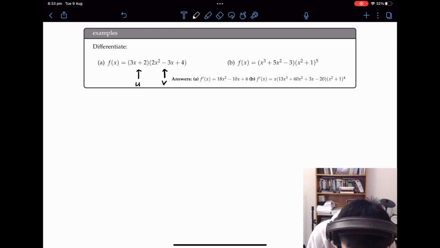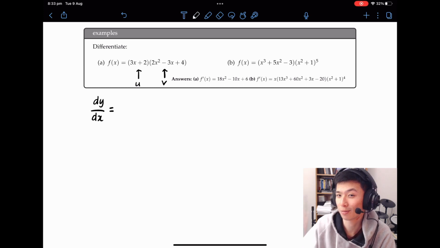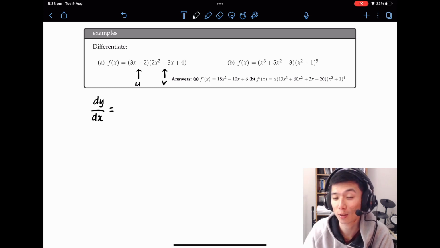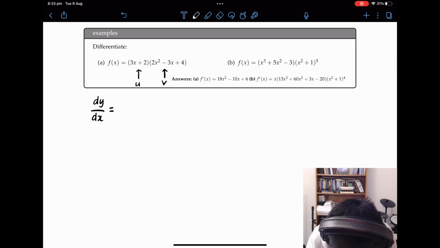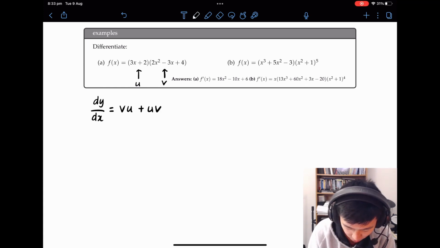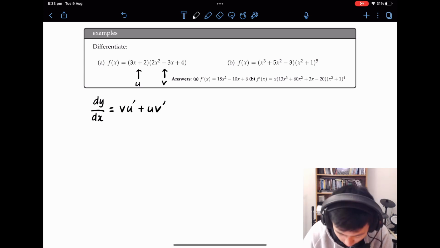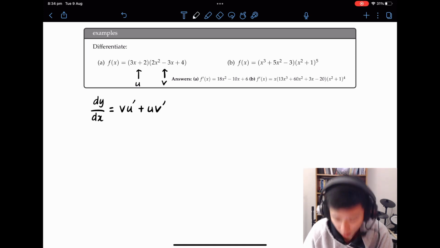We're going to write down our product rule, so dy/dx. If you can remember, the memorization tip I gave you a few lessons ago was VUV, like V-U-U-V, and the dashes are on the second letter. So VU' plus UV', and then the dashes are here. Of course, we actually need to figure out what U, V, U dash, V dash are. So let's write that down.